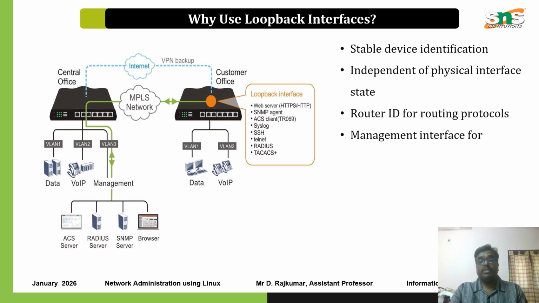So why are loopback interfaces used, or what is the necessity for using loopback interfaces? It helps us do stable device identification, so we need not use dynamic procedures. It is independent of the physical interface state, where if something fails we would not be able to access. Since it is implemented logically, it is always available. Then it helps us allocate the router ID for different routing protocols, and it is also used for management interfaces. So it also helps us make sure that everything is working properly.